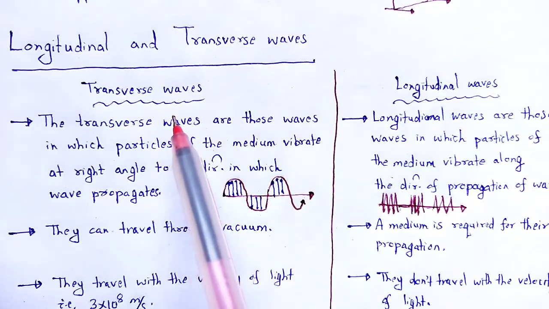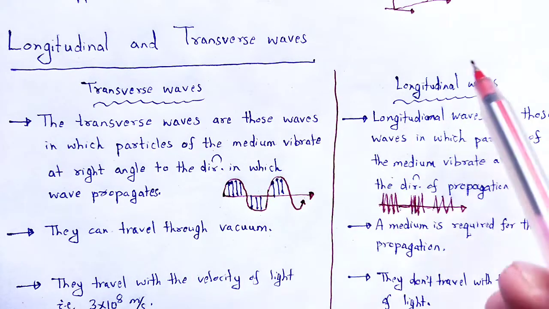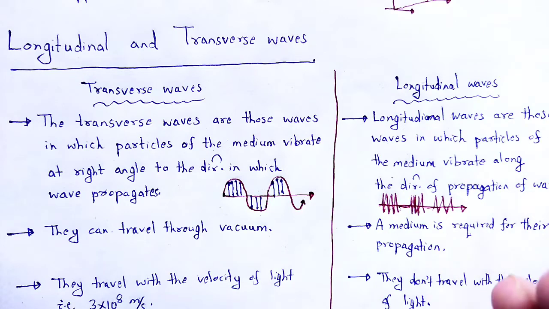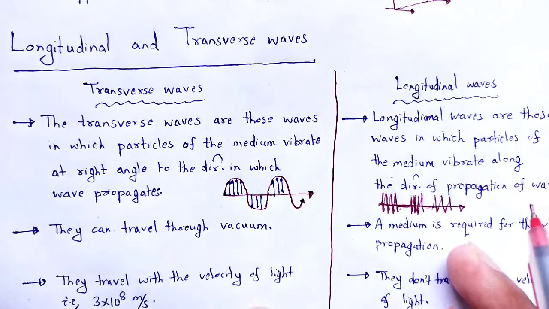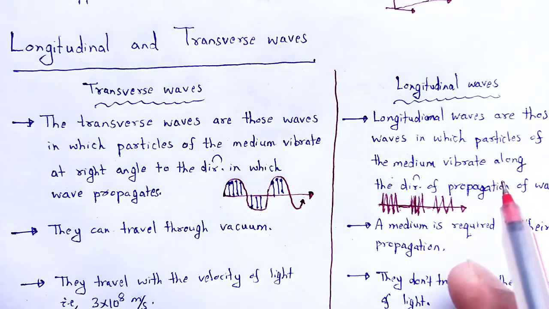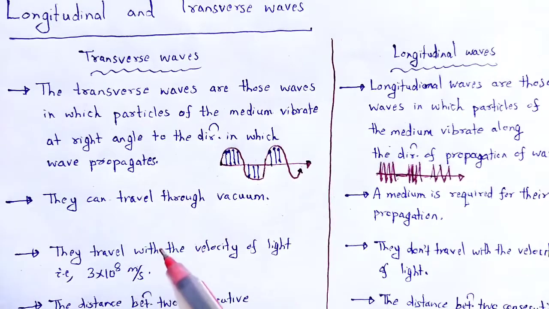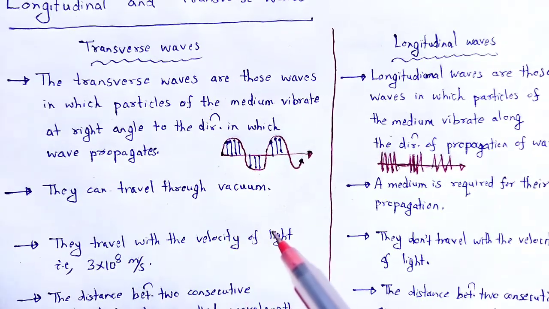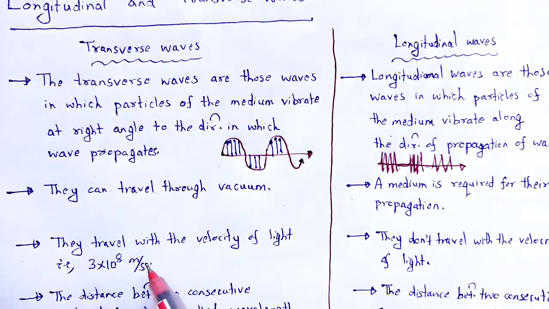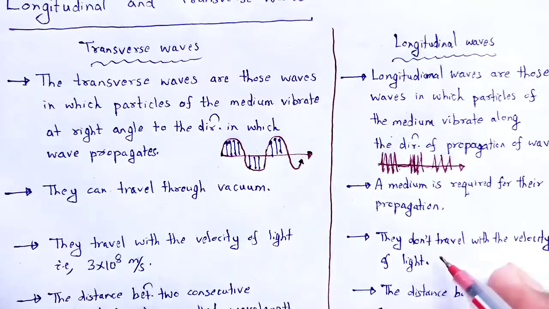Transverse waves can travel through vacuum, but longitudinal waves require a medium for their propagation. Longitudinal waves require some medium for their propagation. Transverse waves travel with the velocity of light, which is equal to 3 into 10 to the power 8 meter per second, but longitudinal waves do not travel with the velocity of light.